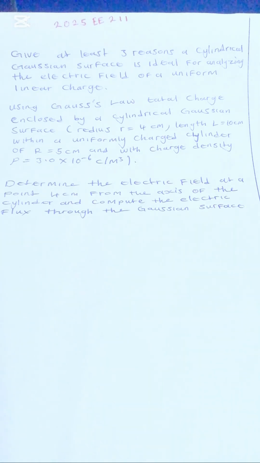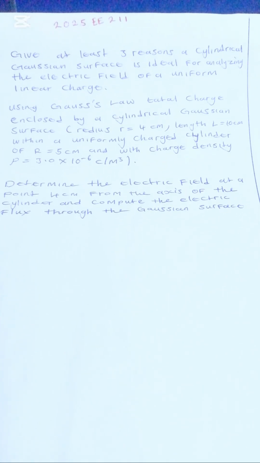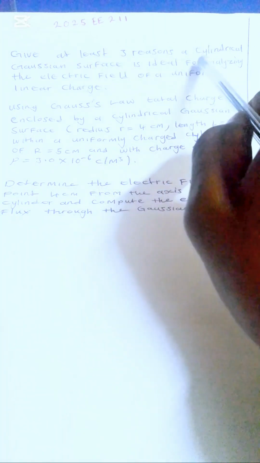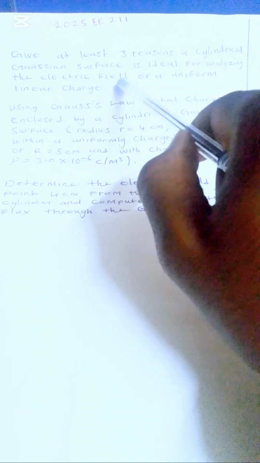Okay, so let me just read through. The question reads: articulate, give at least 3 reasons why a cylindrical Gaussian surface is ideal for analyzing the electric field of a uniform linear charge. So here we want to give 3 reasons why the cylindrical Gaussian surface is ideal for analyzing the electric field of a uniform linear charge.